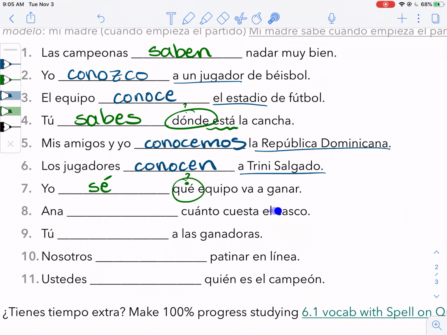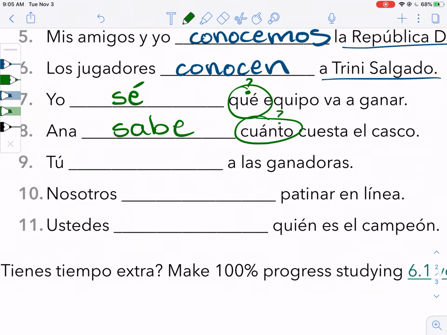Ana, ¿cuánto cuesta el casco? Hey, look, we've got another question word here, acting as a subordinating conjunction. Ana knows how much the helmet costs. That's a piece of information. So Ana sabe. 9. Tú a las ganadoras. You know the winners. Winners are people. So conoces.